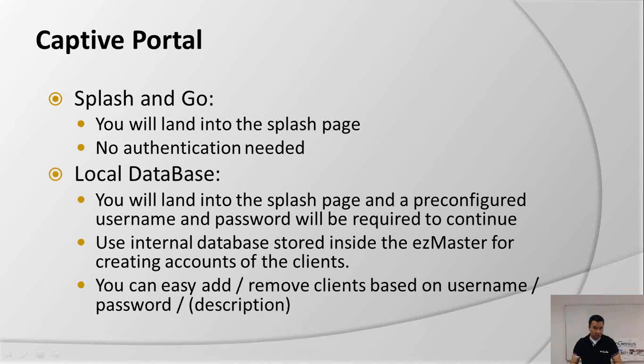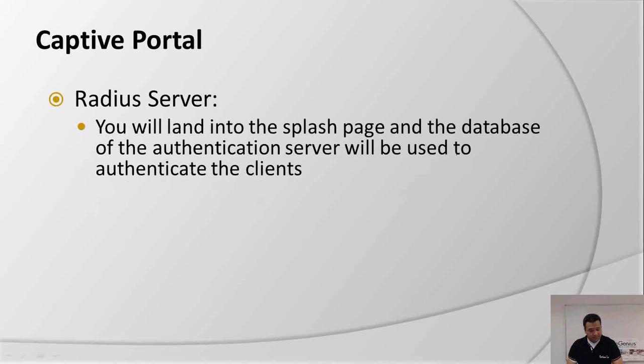Second option is to use a local database. You will enter to the splash page, and a pre-configured username and password will be required to continue. So you can use this internal database stored inside the ezMaster for creating accounts of the clients. And you can easily add and remove clients based on username and password. Third option is to use an external RADIUS server. You will enter to the splash page, and the database of the authentication server will be used to authenticate the clients.